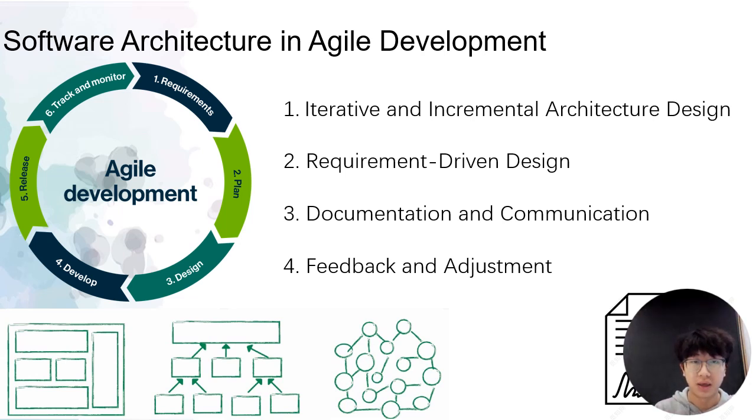As we all know, the product is produced through multiple iterations in agile development. The software architecture method is also applied differently in agile development. Here are also 4 steps. The first one is iterative and incremental architectural design. As the project progresses, the architecture can be adjusted and optimized according to the changing requirements and technological advancements. This is a feature of agile development.